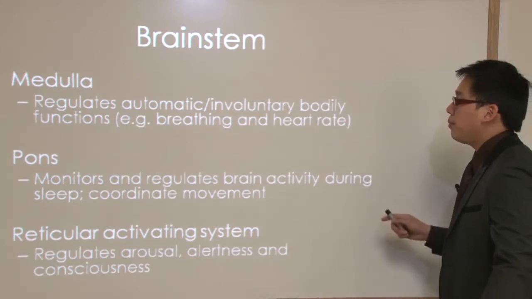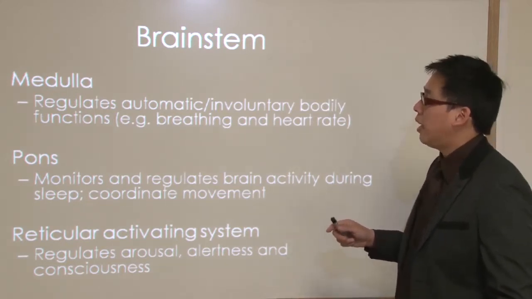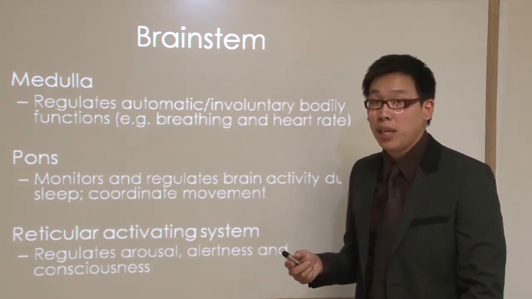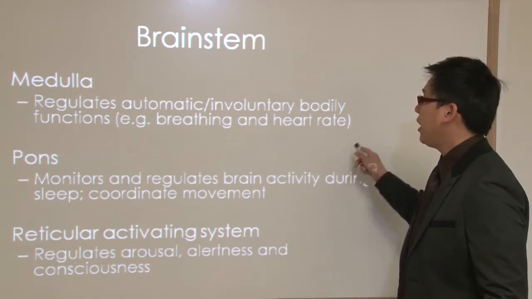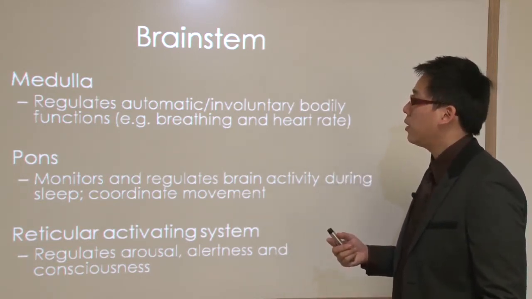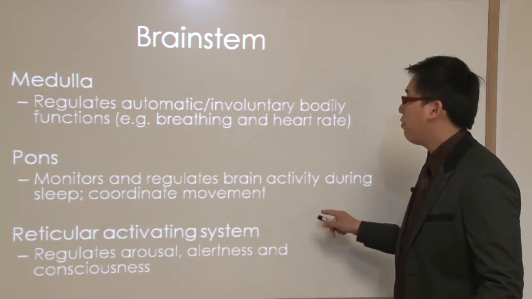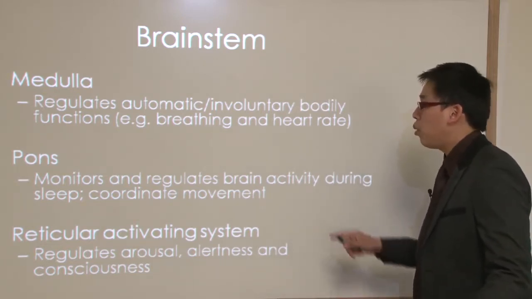The medulla regulates the automatic or involuntary bodily functions. It's basically the part of the brain that does the automatic things for you: breathing, blinking, digesting. These are things that we don't have to consciously control, so it automatically does that for us. The second part is the pons, and that monitors and regulates brain activity during sleep and coordinates movements.